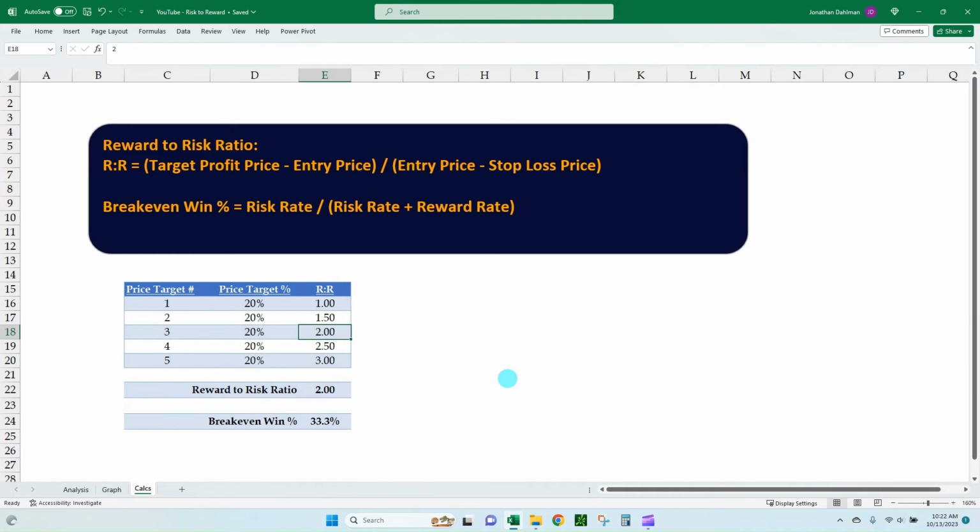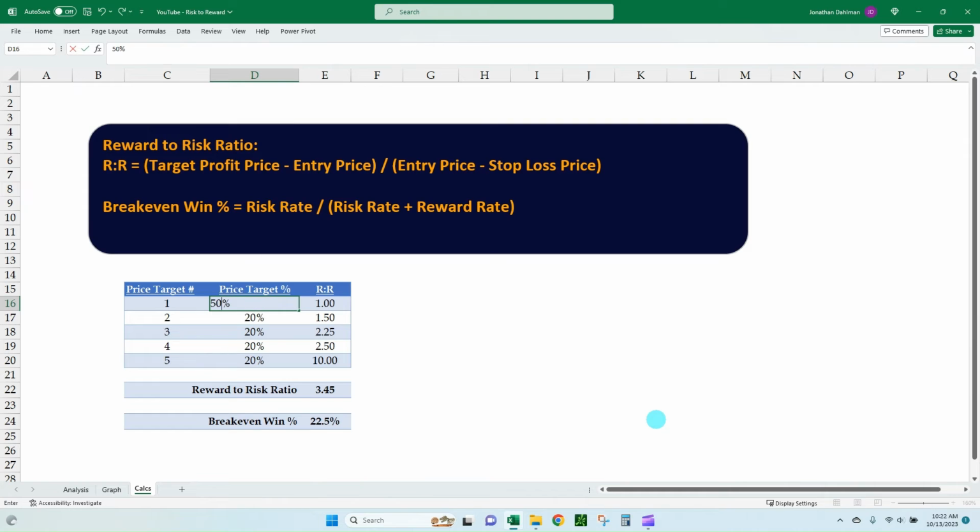We can move these numbers. Let's say we want to go 2.25 and then have a pretty aggressive final price target of 10. You can see that moves our reward to risk ratio to 3.45 with a break-even win percentage of 22.5.